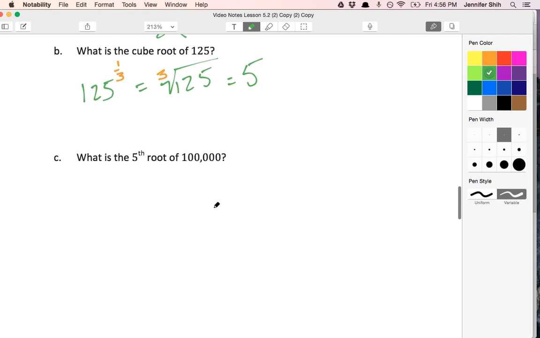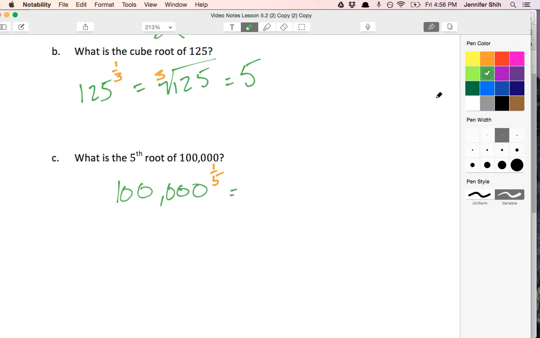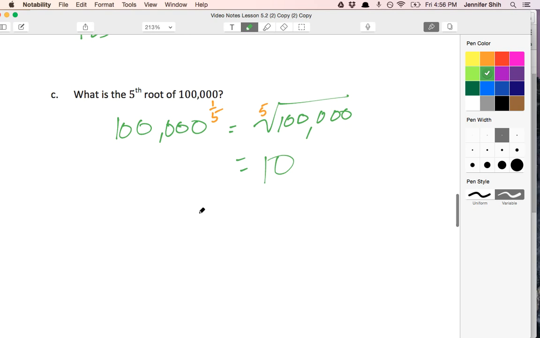Oh, we only have 3 examples. What is the 5th root? So we have 100,000 to the 1/5 power, and that's equal to the 5th root of 100,000, and that'll be 10. On Monday, absolutely know this part in your summary.